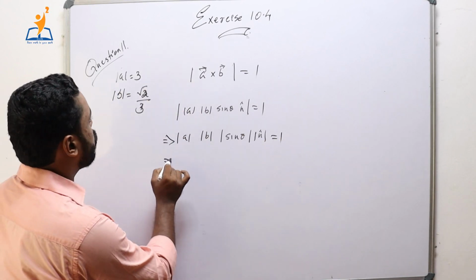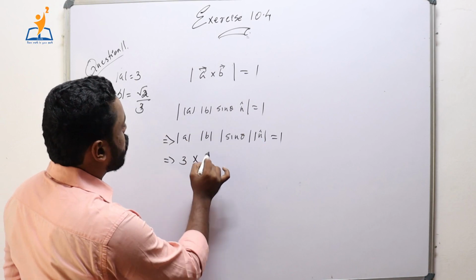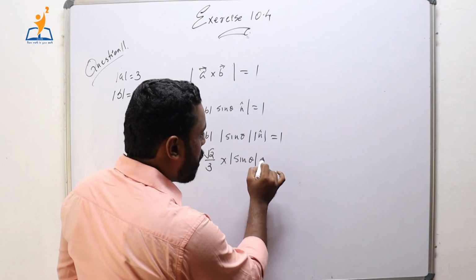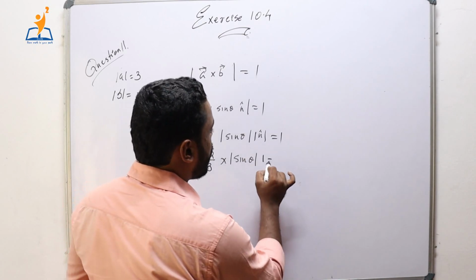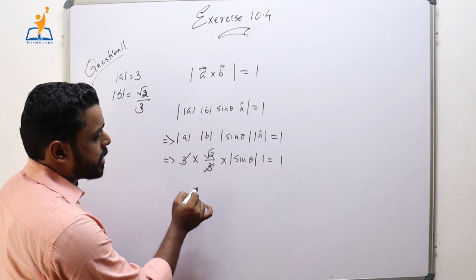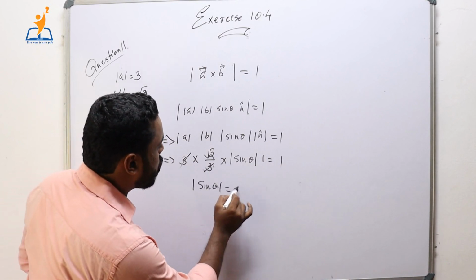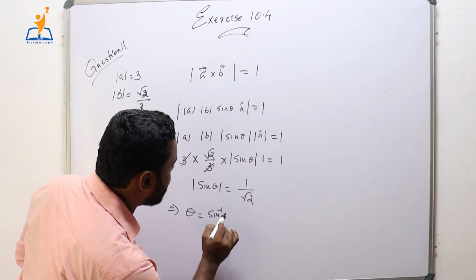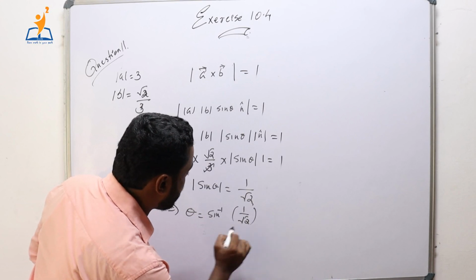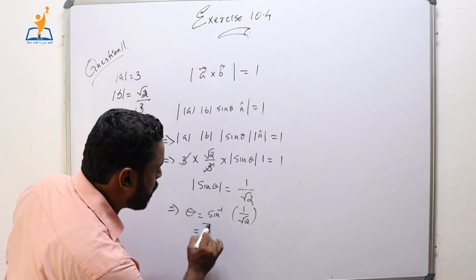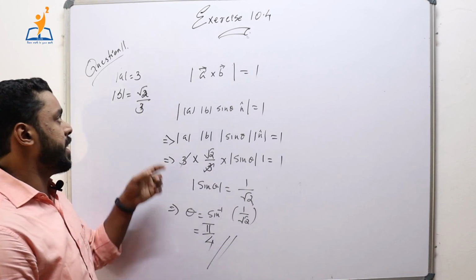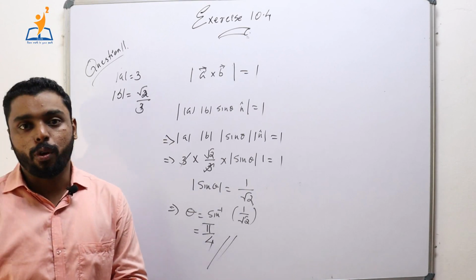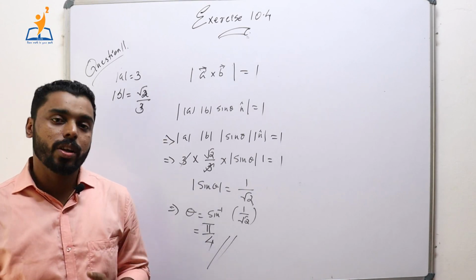Now mod A is equal to 3 into root 2 by 3 is mod B into mod sin theta, and mod n cap is a unit vector, so it is equal to 1. And 3 and 3 cancel, so mod sin theta equal to 1 by root 2, which implies theta is equal to sin inverse of 1 by root 2. Sin inverse of 1 by root 2 is nothing but pi by 4. So the angle between the vectors A and B such that A cross B is a unit vector is nothing but pi by 4. Now we shall move to the last question of this section.